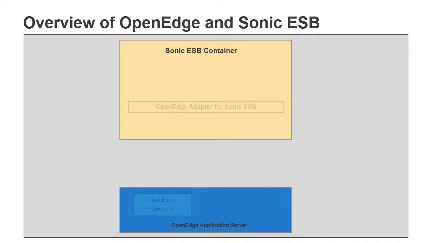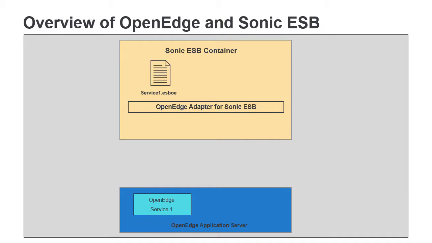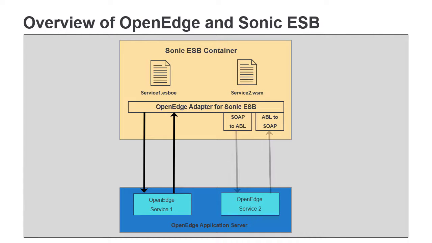OpenEdge provides an adapter for the Sonic Enterprise Service Bus. The adapter allows ABL procedures to be added to an ESB process, making it easy to integrate into the existing business process. ABL procedures are accessed through Sonic ESB either directly when using the native invocation or as a web service when using the web service invocation.